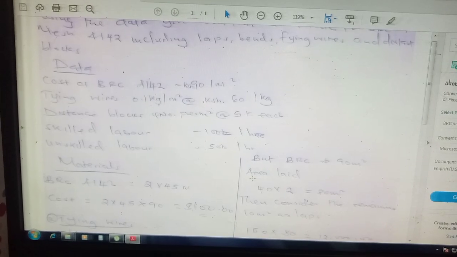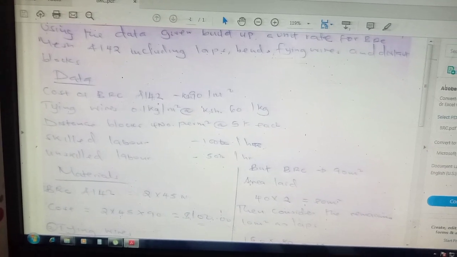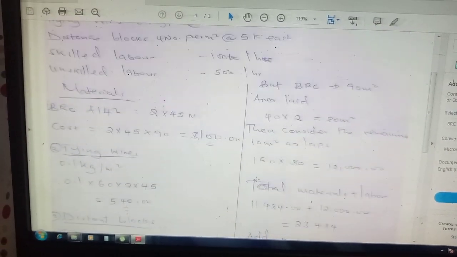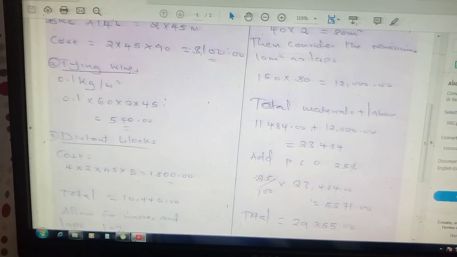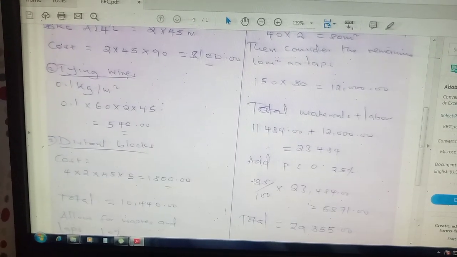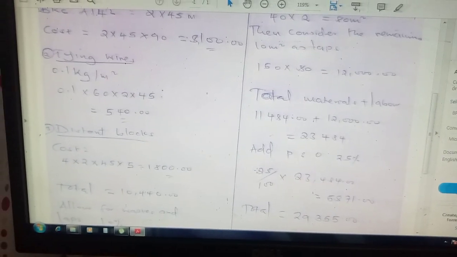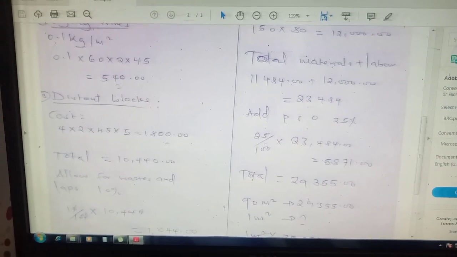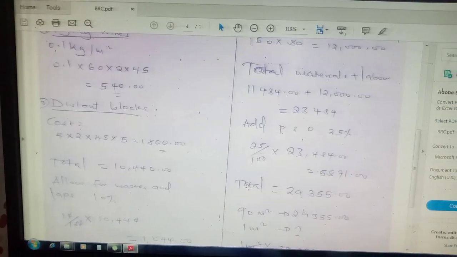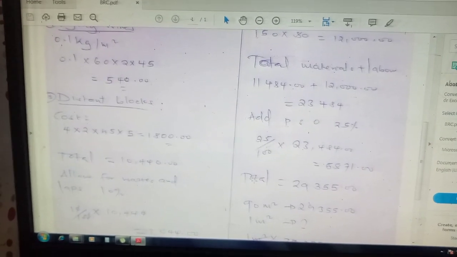Then the distance blocks, we've also been told that in 1 meter square you'll use 4 number distance blocks, but distance blocks are sold at 5 shillings each. You'll then cost it as 4 number per 1 meter square, then times the area of that BRC, which is 2 times 45. Then you multiply by the cost of 1 distance block, which is 5 shillings. You'll get the amount that will be used to purchase distance blocks will be 1,800 shillings. So those are the 3 materials that we have.